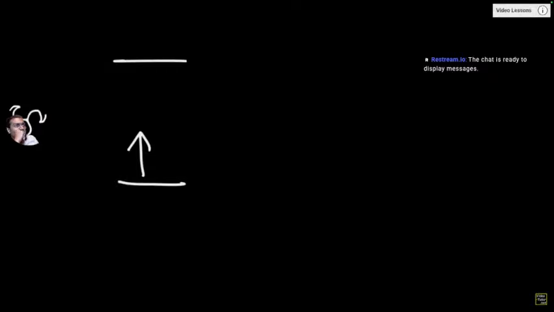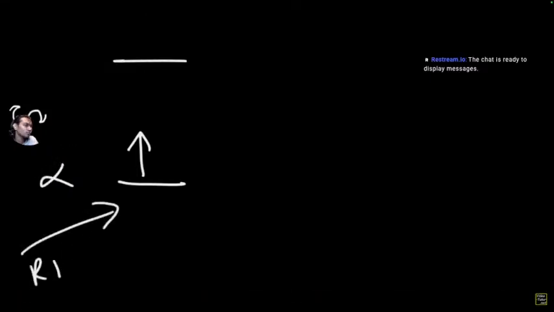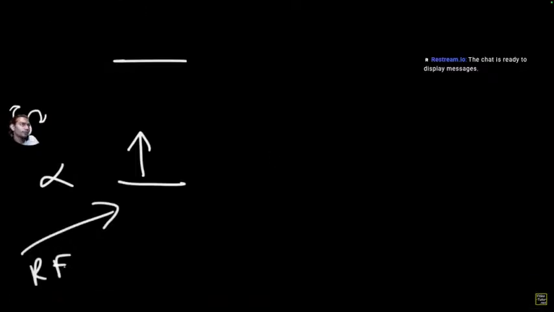What you need is energy, particularly radio frequency energy. So if you add RF energy to a proton, and if it's the right amount of energy, it can flip from the alpha state to the beta state.